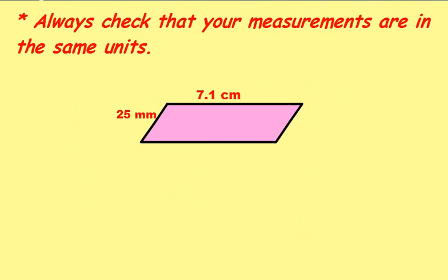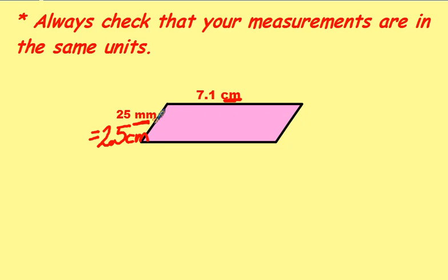When you're doing perimeter, one thing you want to check is that your measurements are in the same units. In this case, we have millimeters and centimeters. So let's change our millimeters to centimeters. We know that 25 millimeters, remember there's 10 millimeters in a centimeter, is the same as 2.5 centimeters.